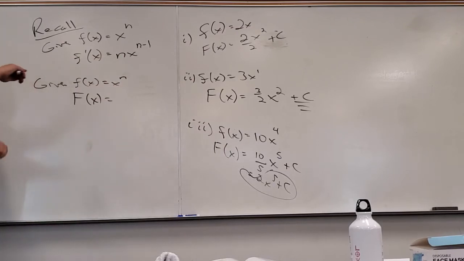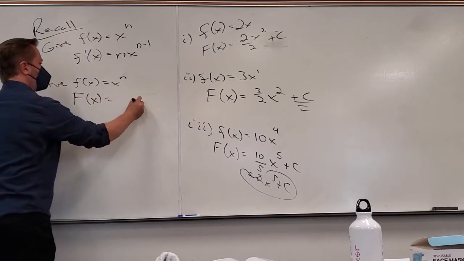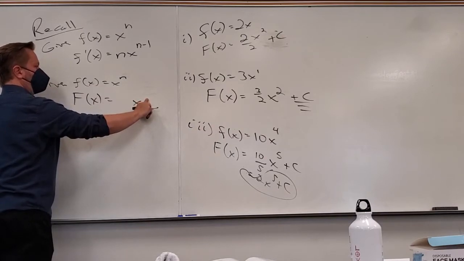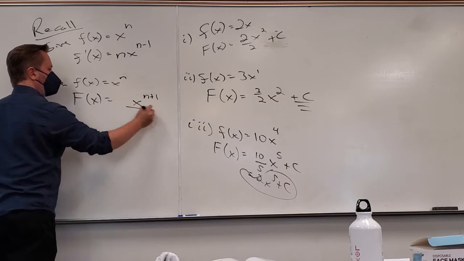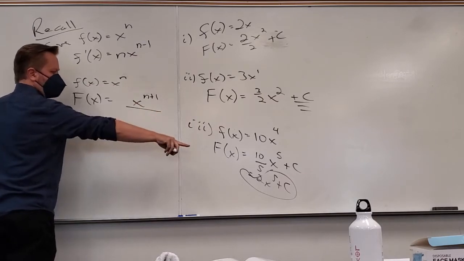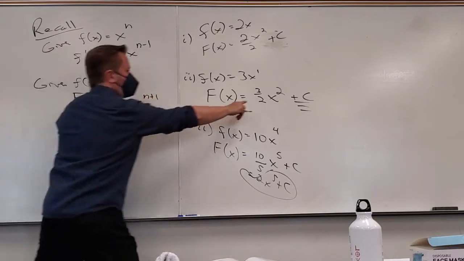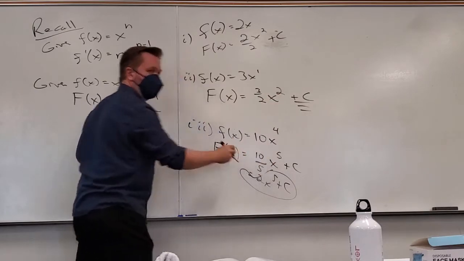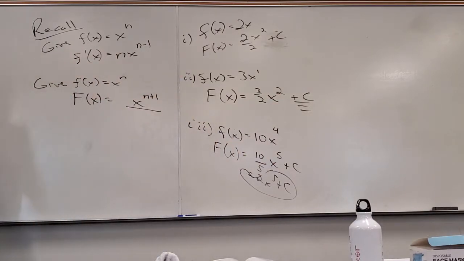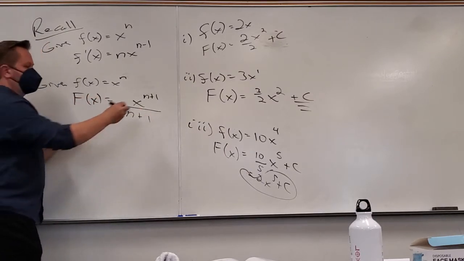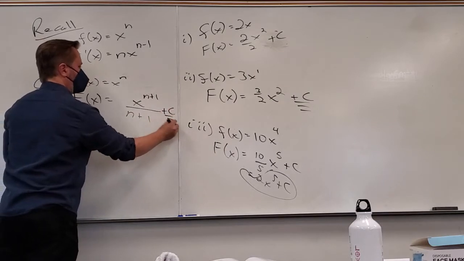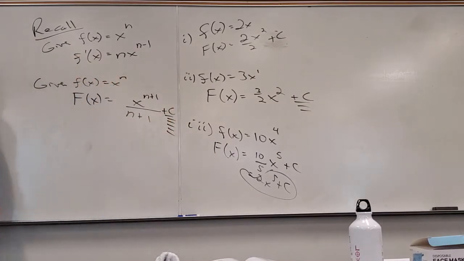Now, let's go back. So what happens here? What must the power have been? N plus 1. And like we just said, what do you end up dividing by? Not 2, the new power, whatever the new power is. And of course, we have to put the constant. You don't have to underline it, just get it if you want.